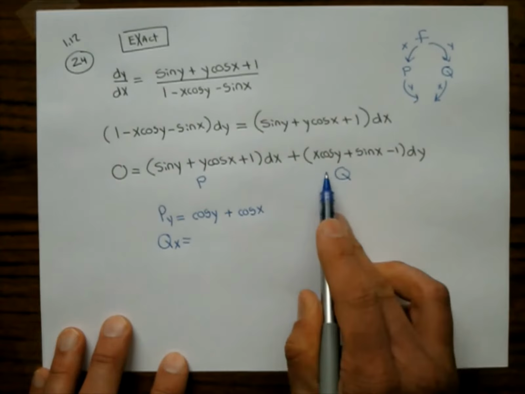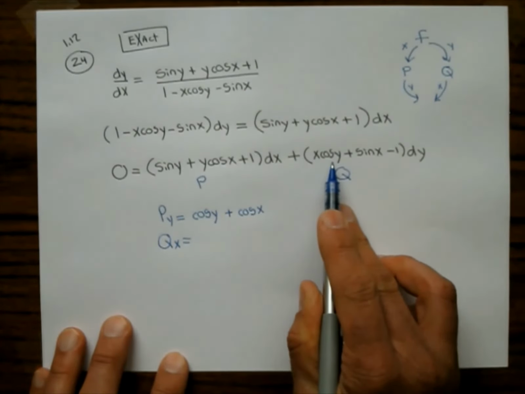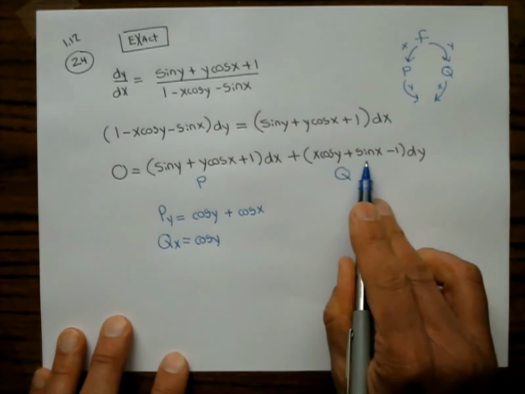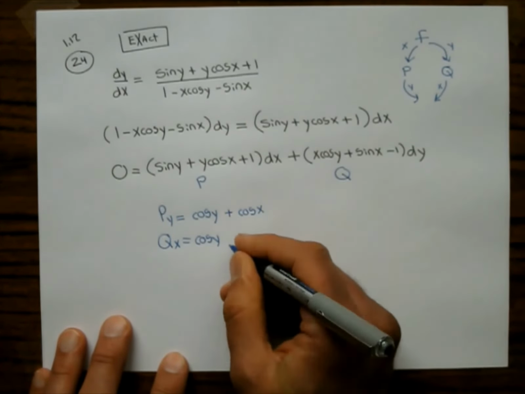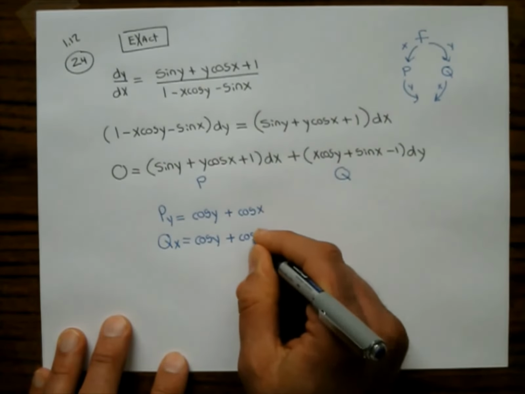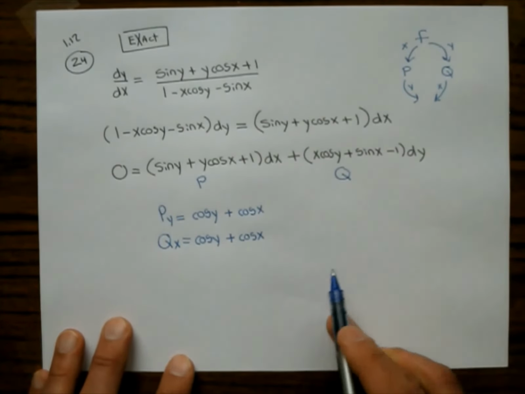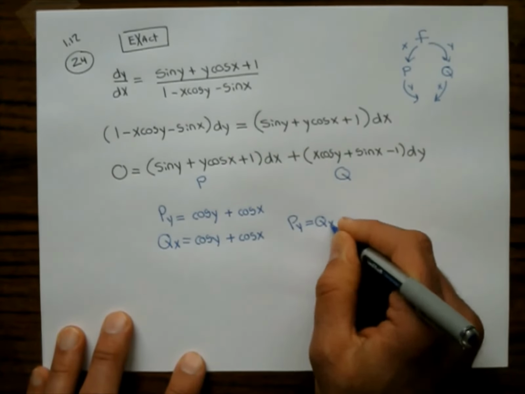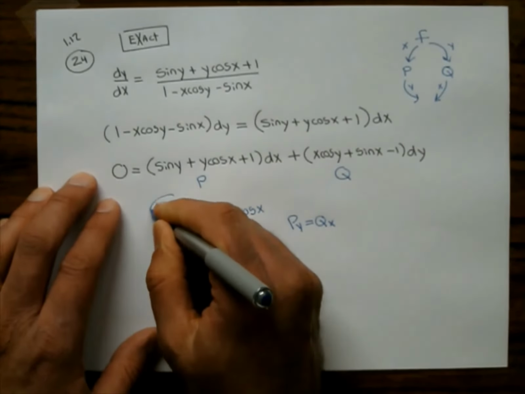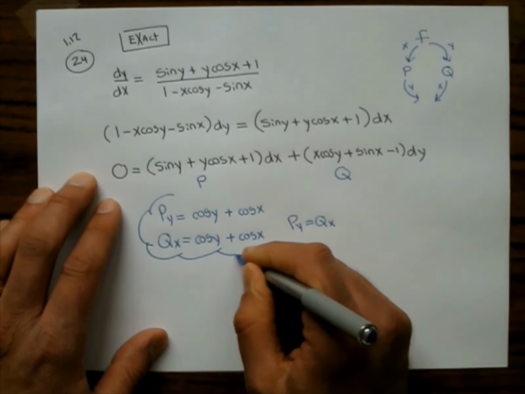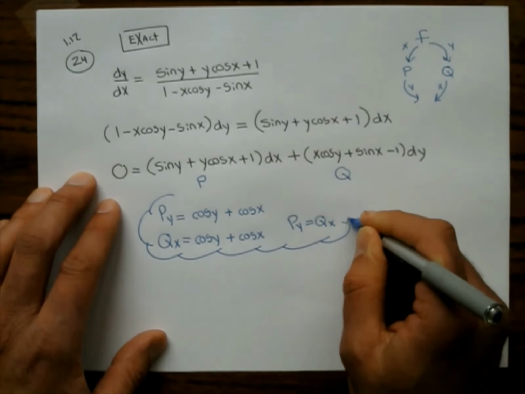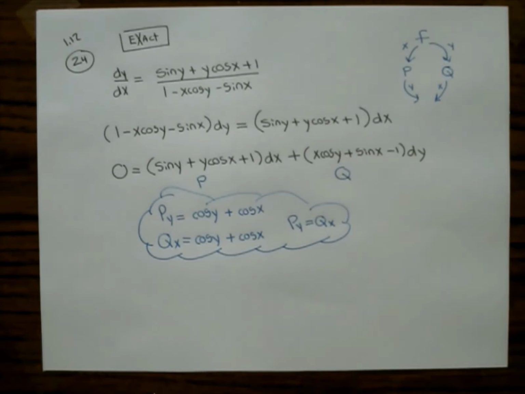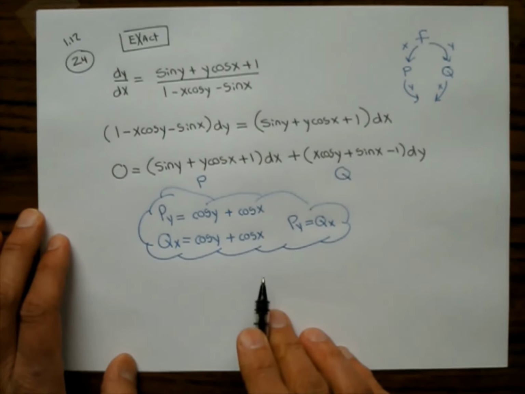Taking the derivative with respect to x, it's just x times a constant, so I'm just going to get cosine y. And then taking the derivative with respect to x of sine is the cosine, so cosine x, and then the constant 0. So it looks like P y does equal Q x. And so I'm going to put this in a little cloud here, because if we had told you the differential equation is exact, you don't really have to do this. Okay, so let's go ahead and see if we can write out our answer.